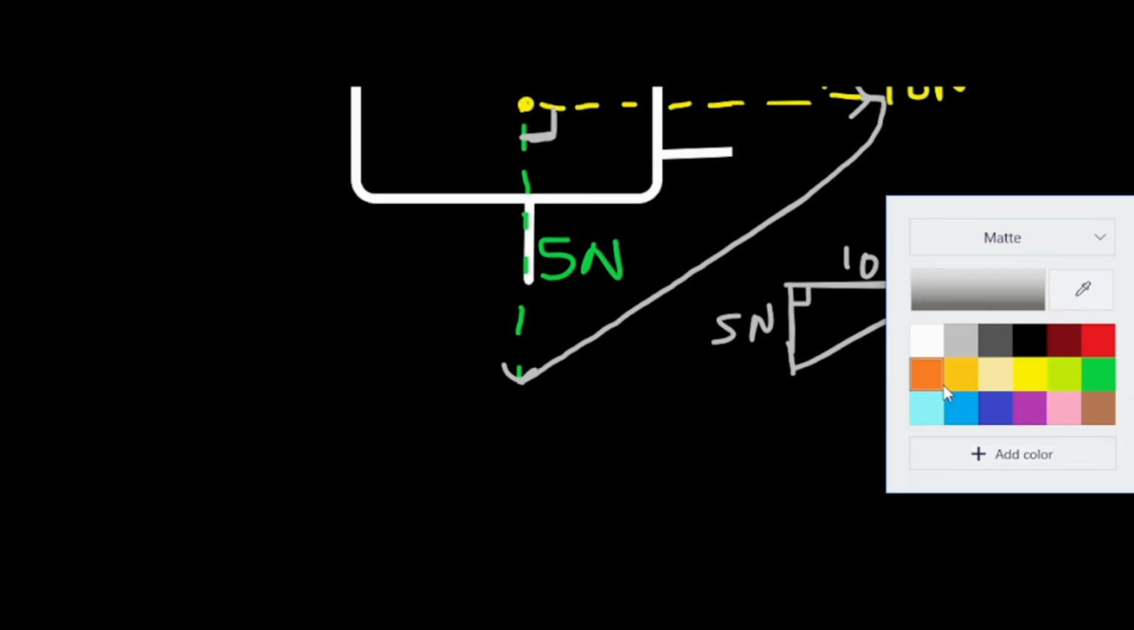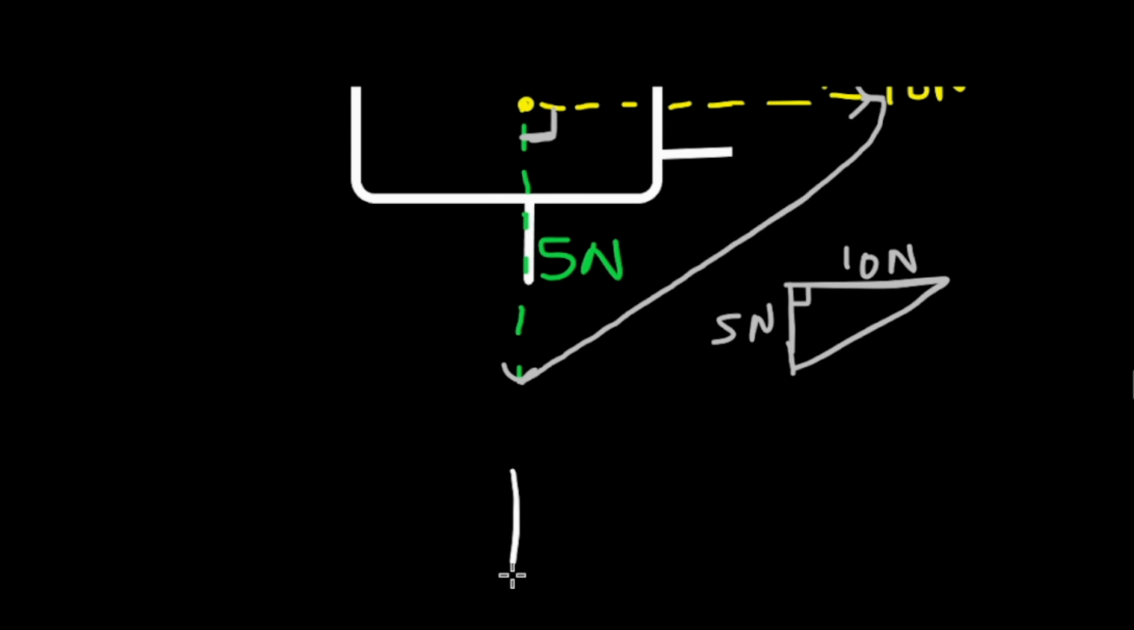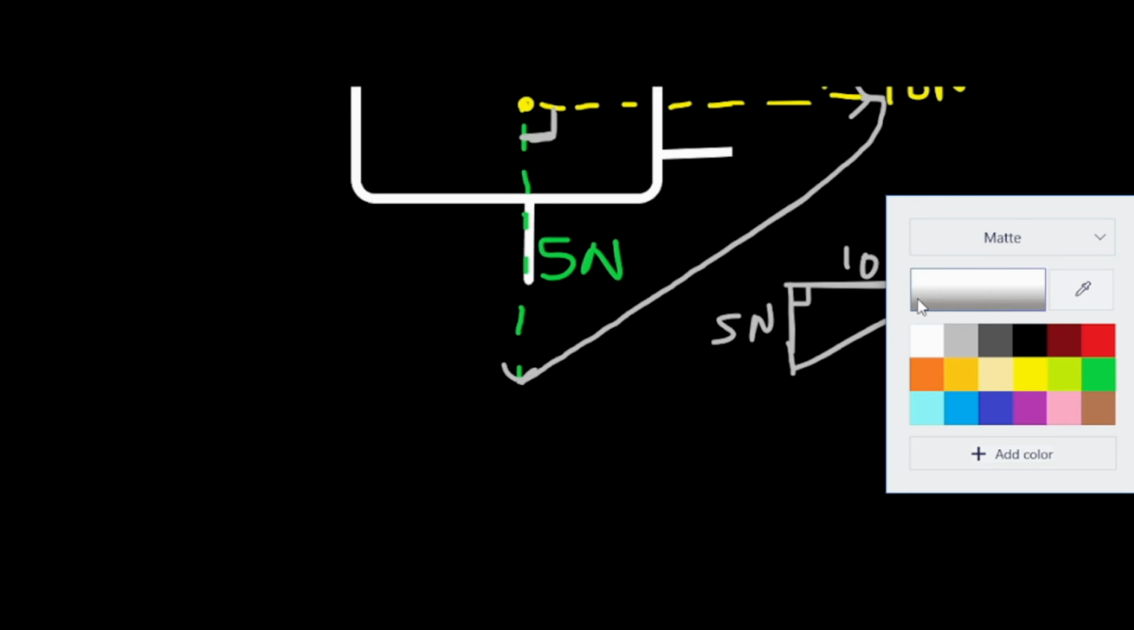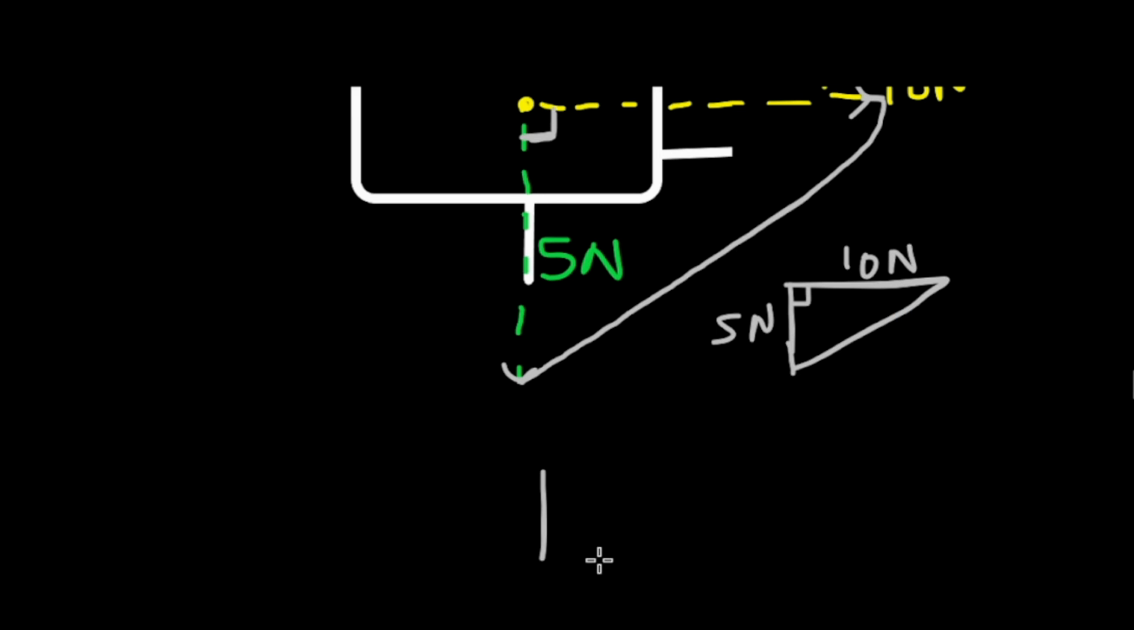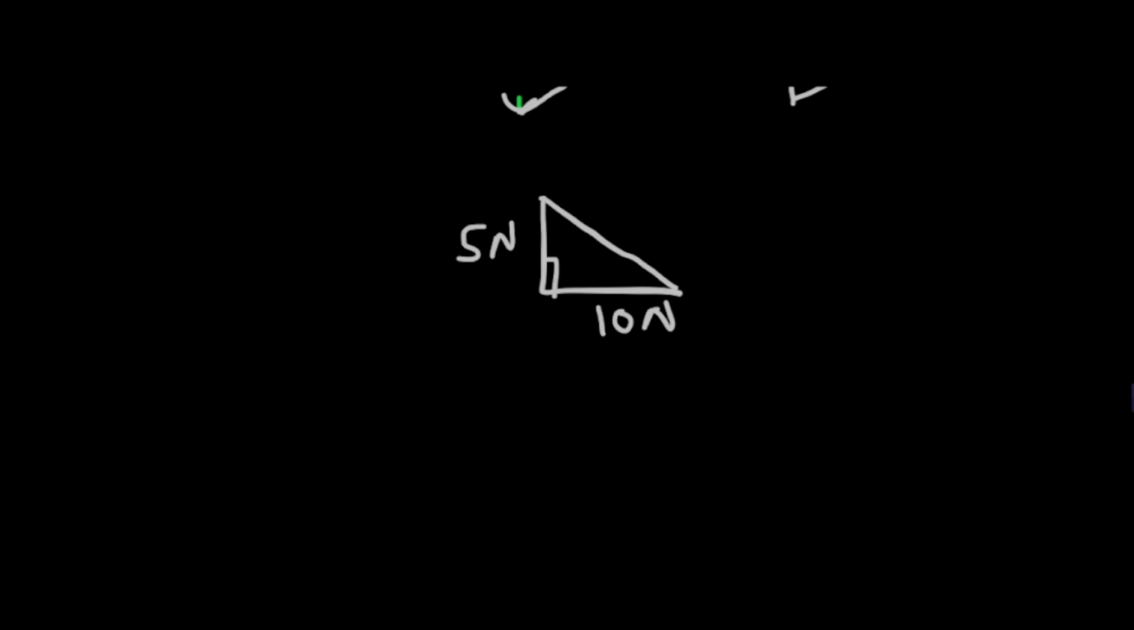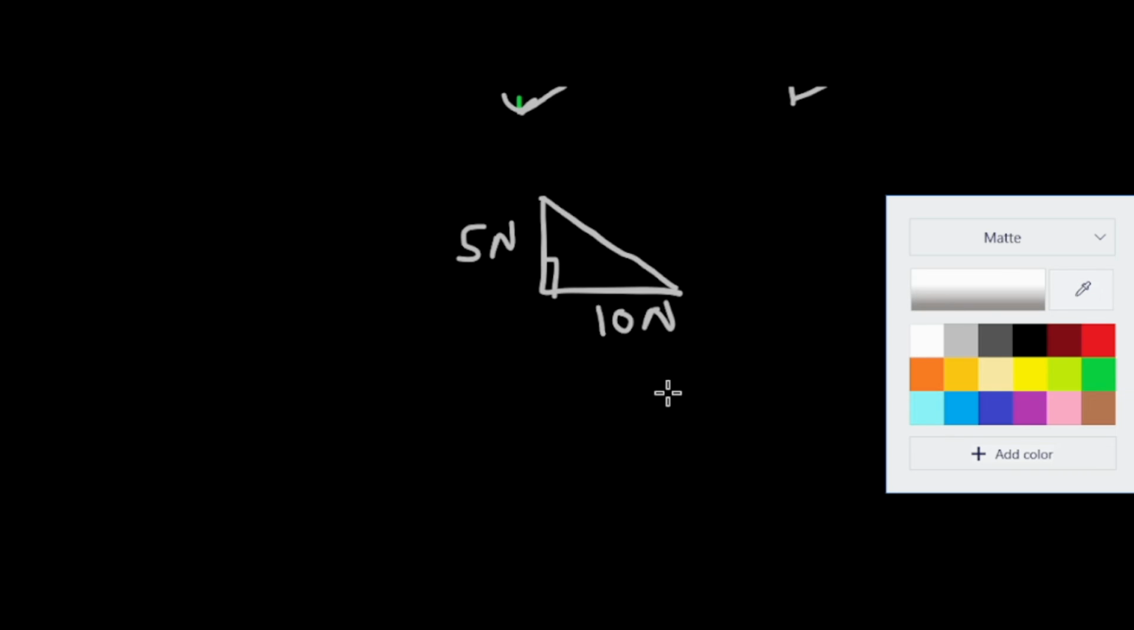For simplicity's sake, let me write a standard triangle. A triangle with our base as 10 newtons and our side as 5 newtons. So now this is where we have to apply Pythagoras theorem.